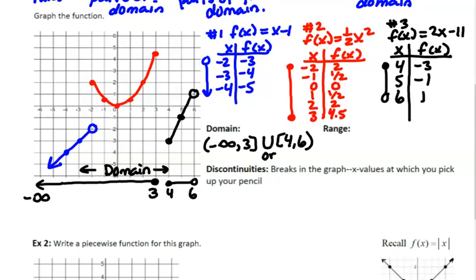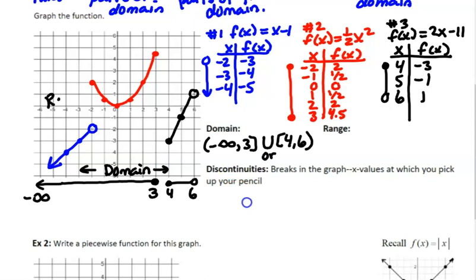So there's really only one gap in the domain, and it's right here, because anywhere from negative infinity to 3, I can find a point on the graph that has an x value in that interval. There's just no x values that have any points on the graph between 3 and 4. Now let's look at the range.